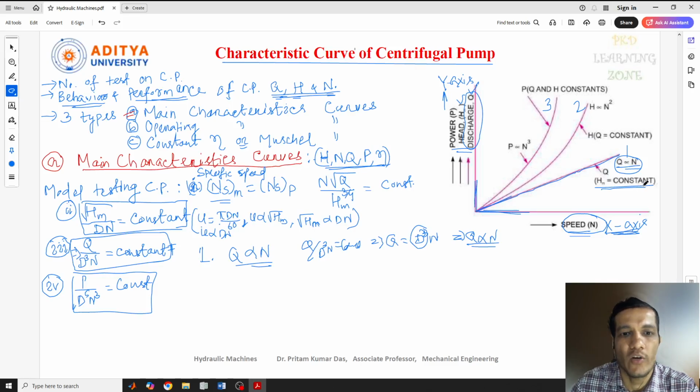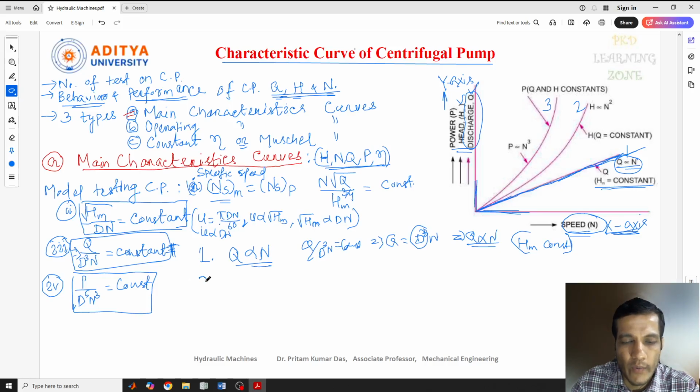That means head should be constant here. So what we can explain, when you consider a relation between the discharge and the speed, there we need to consider Hm is constant. And how can we get this equation? Already from this previous correlation we got this equation. And what is the structure of this equation? It's showing a linear structure. If you see, this is a linear correlation or linear relation between the discharge and the speed.